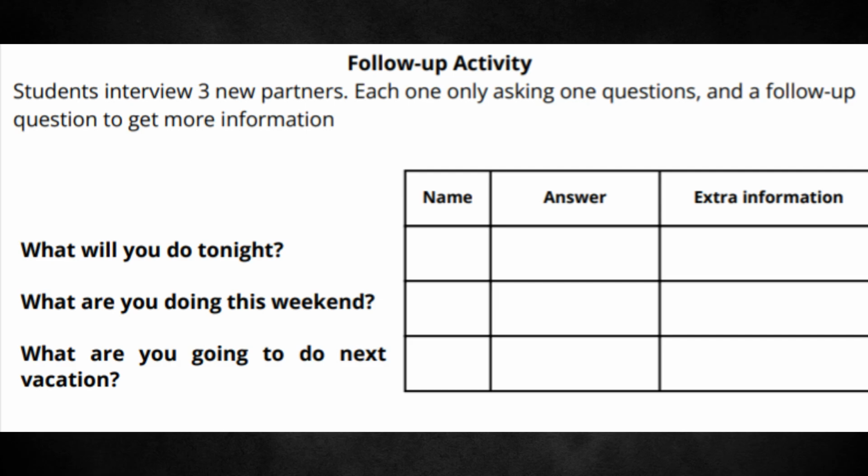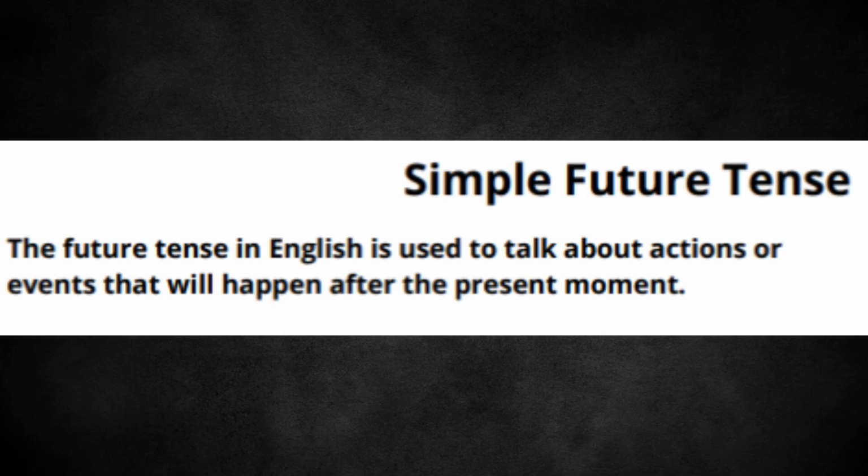What will you do tonight? I will study. What subject will you study? Where will you study? And then they write in the extra information. First, let's look at the simple future tense. The future tense in English is used to talk about actions or events that will happen after the present moment.